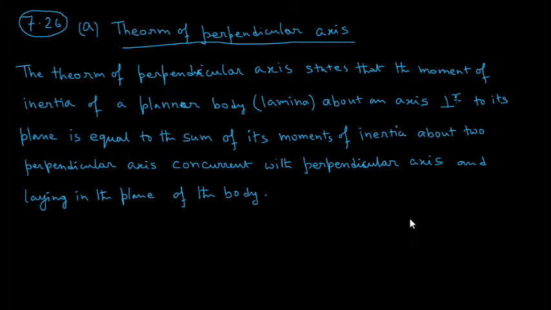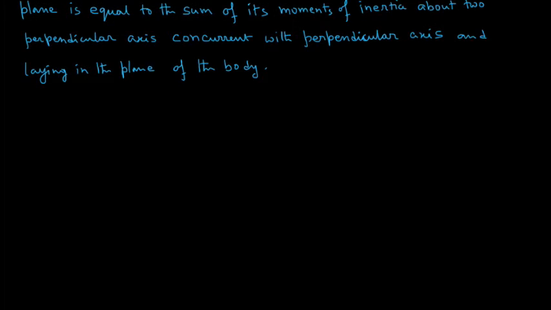So let us repeat the theorem. The theorem of perpendicular axis states that the moment of inertia of a planar body or lamina about an axis perpendicular to its plane is equal to the sum of moment of inertia about the two perpendicular axes concurrent with the perpendicular axis and lying in the plane of the body. So let us explain it with the help of a figure.